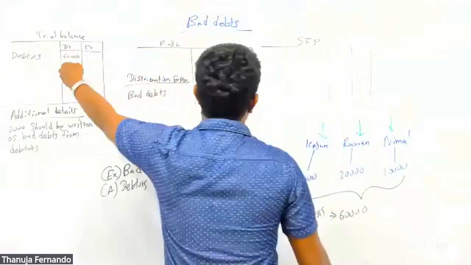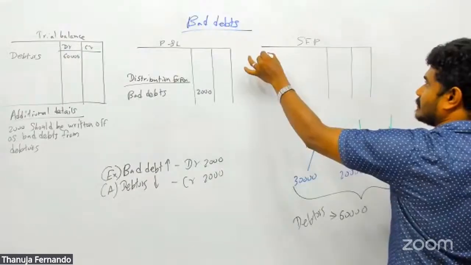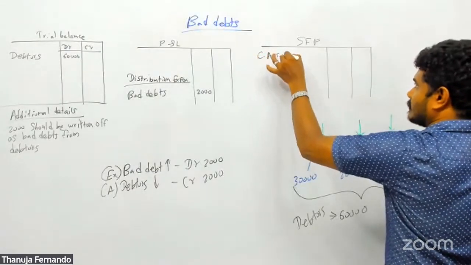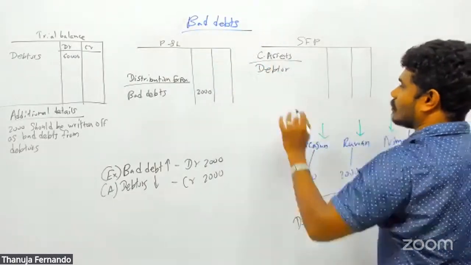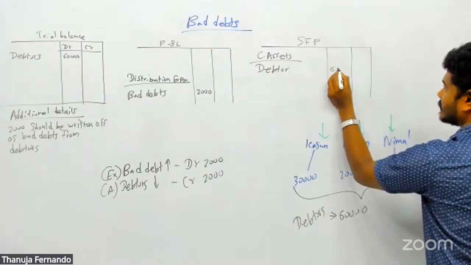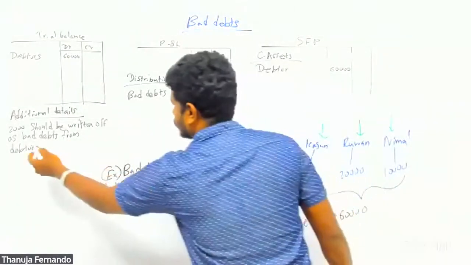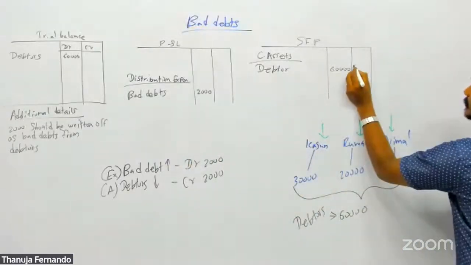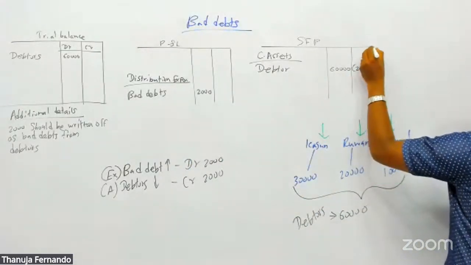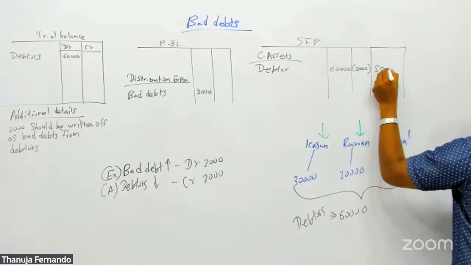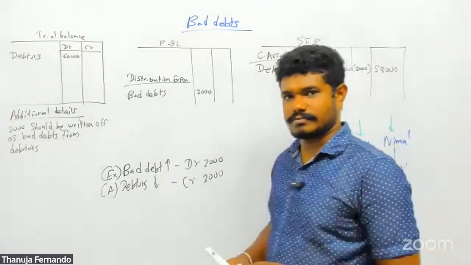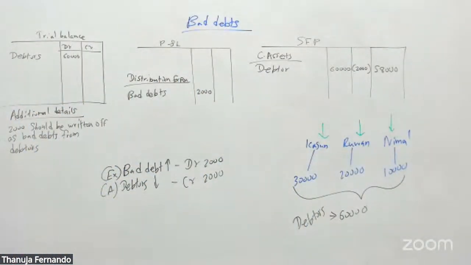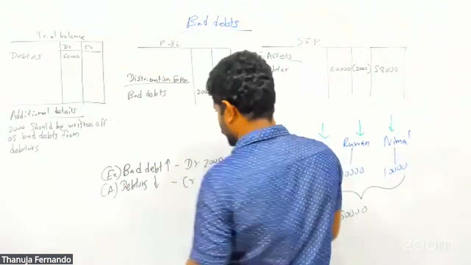Now here we have debtors of 60,000. Debtors are current assets. Then we have to deduct this 2,000 from debtors, and we can get the net value of debtors as 58,000. Understood, all of you? Yes, sir. Right. Note this double entry. This one is the double entry.